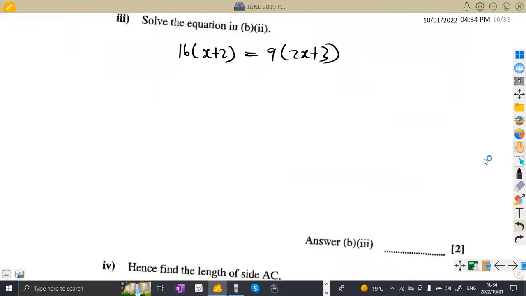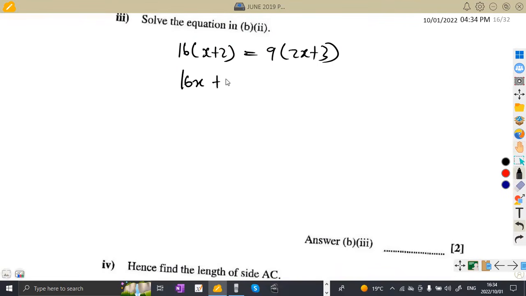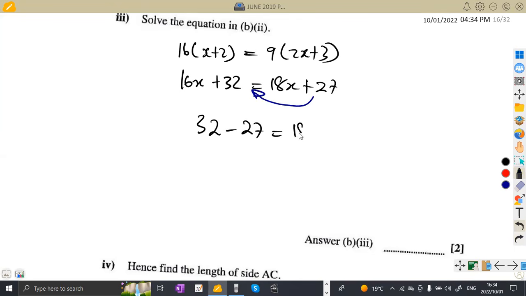Okay, so let's solve our equation. Expand the bracket. 16 by x, that's 16x. 16 by 2, that is 32. 9 by 2x, that is 18x, plus 27. So you can collect like terms. Here I'm just going to have 32. If I transpose the 27 to this side, it's going to be negative 27, which is equal to, already I'm having 18x. If I transpose the 16x to this side, it's going to be negative 16x.